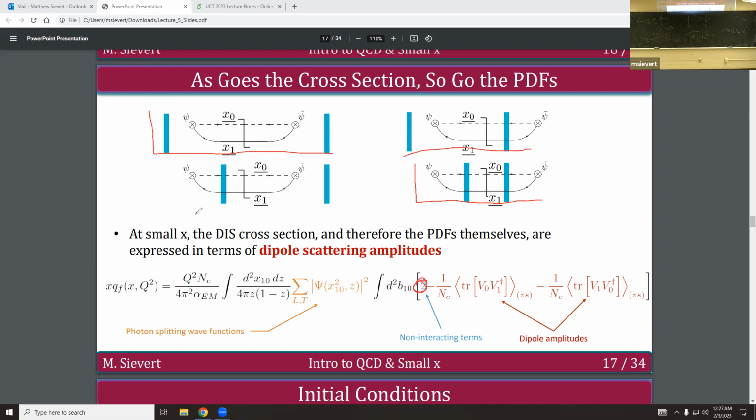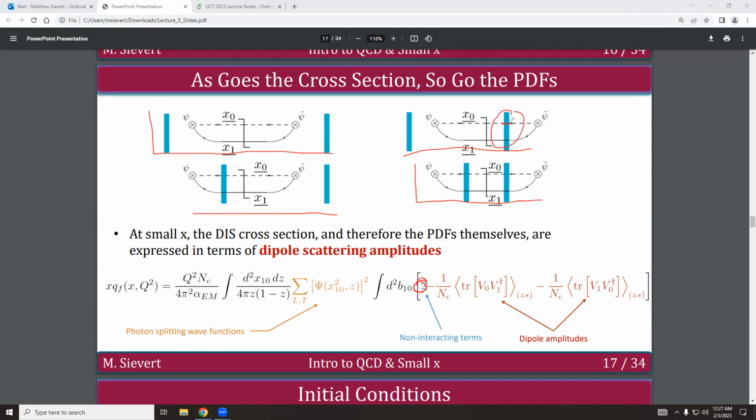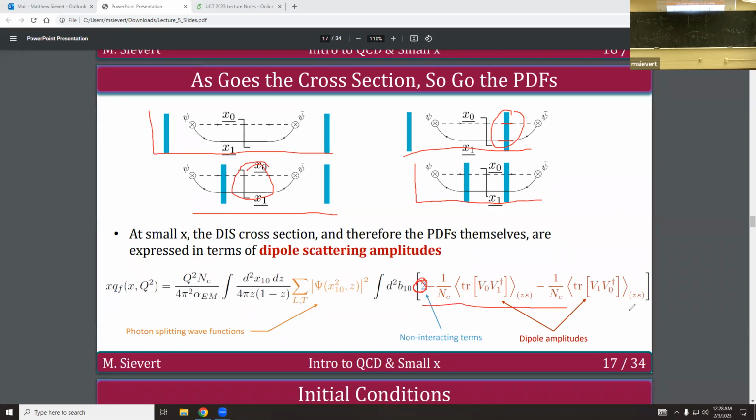These two expressions here, these two time orderings, have a scattering amplitude in them. So this has a dipole, with the quark at position x0 and the anti-quark at position x1. And then this one is the complex conjugate of that. So the overall scattering operator, when I add up all four diagrams, is two different combinations of dipoles.